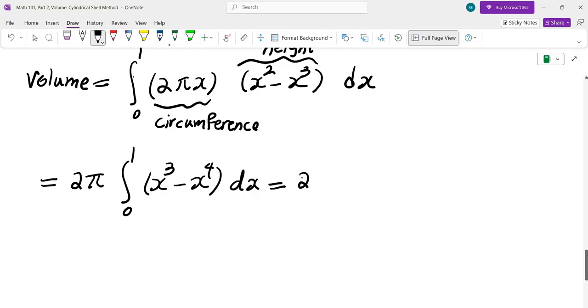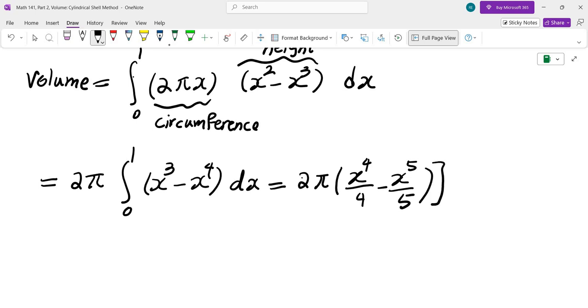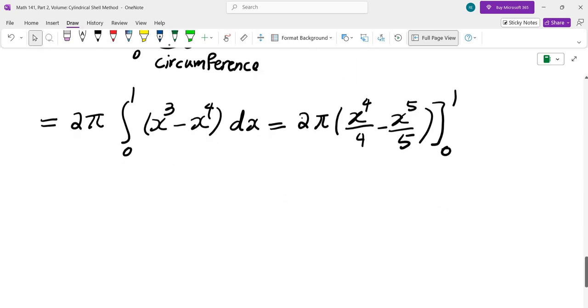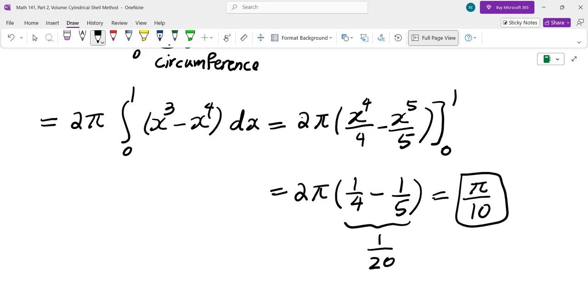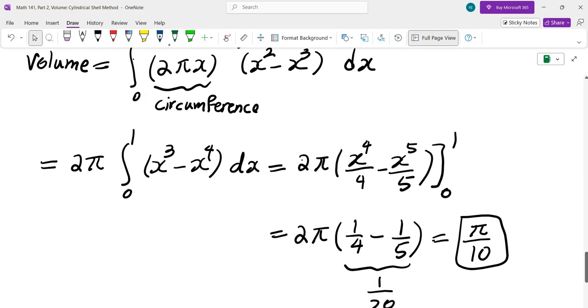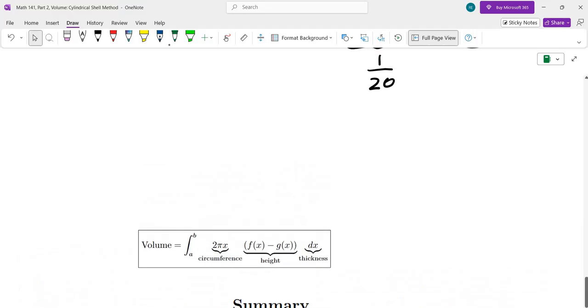Next, we're going to integrate. So we get 2 pi, x to the fourth over 4 minus x to the fifth over 5, from 0 to 1. And that gives us 2 pi times 1/4 minus 1/5. And we can simplify this to get pi over 10, I believe. Because this one becomes 1 over 20 multiplied by 2, you get 1 over 10. So we get pi over 10 as the volume of the solid that they gave us.